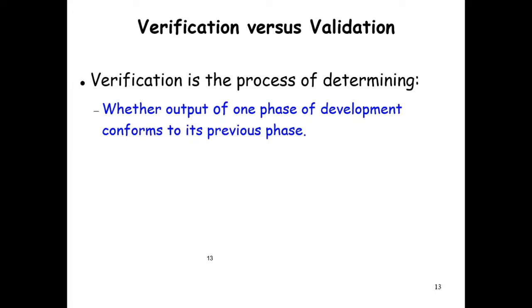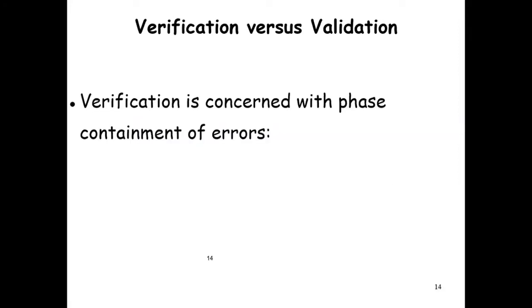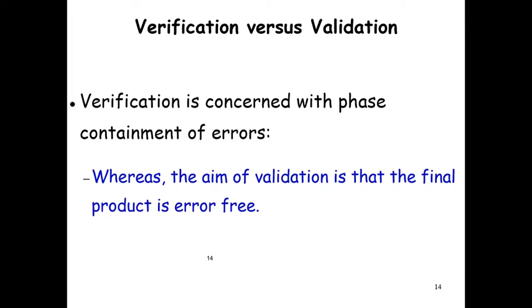Verification is a concept which deals with the development process of the software, while validation is a concept which deals with once the system development has been totally completed. So here you will see validation is the process of determining whether a fully developed system conforms to its SRS document. Okay, so verification is concerned with the phase containment of error, whereas the aim of validation is that the final product is error free, or the final product is in accordance with the requirement of the customer.